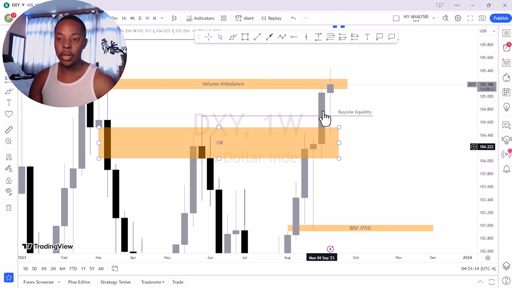As you can see, price went for higher prices. Let me switch to the daily.